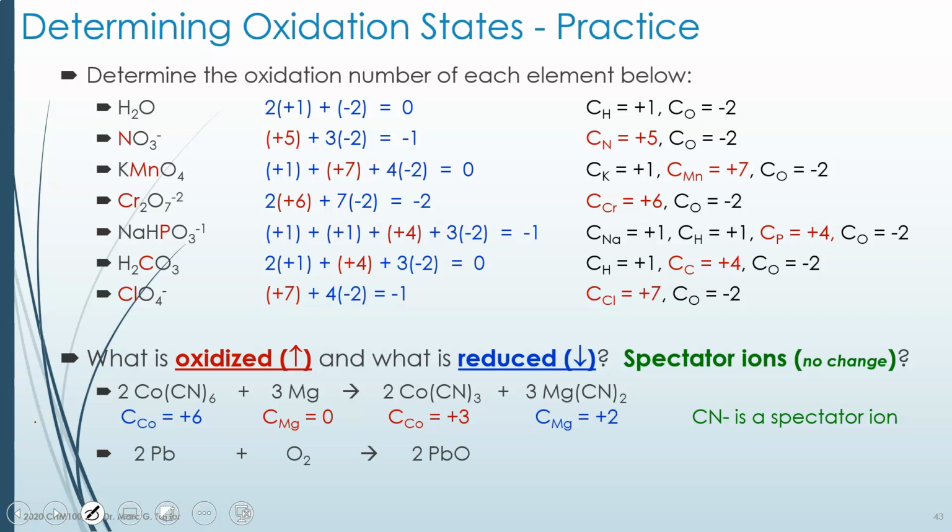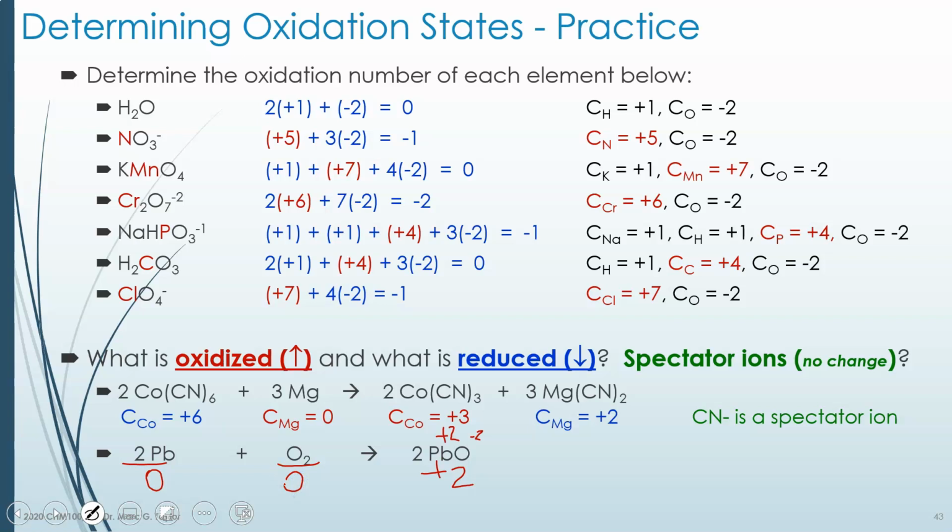Here's another one. 2 leads, don't worry about the 2, plus molecular oxygen, this is the elemental form of oxygen, oxygen gas, produce 2, again don't worry about the 2, lead oxides. Now which lead oxide is this? Well, we know this oxide is minus 2, so the lead must be plus 2. So we know this lead is plus 2. But what about this lead in the beginning? Well, that's the elemental form of lead. It's plain lead, lead metal, 0. And what about the oxygen here? Well, it's elemental oxygen. It's 0.